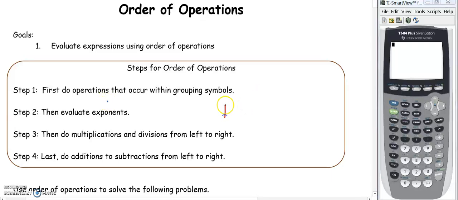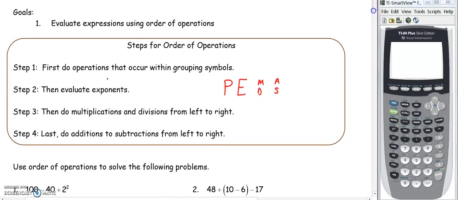The first step is abbreviated with a P, which stands for parentheses or any type of grouping symbol. The second step is E, which is exponents. The third step, we multiply and divide from left to right. And the final step is that we add or subtract from left to right. So let's use the order of operations to complete the following problems.